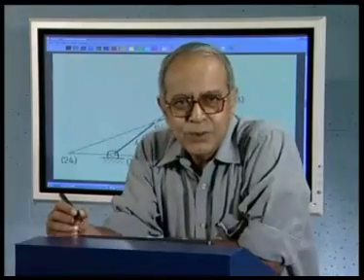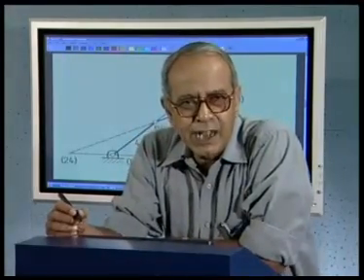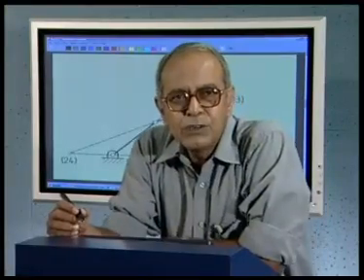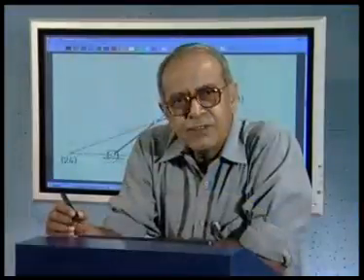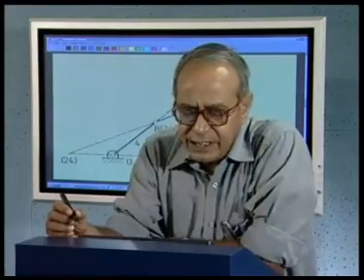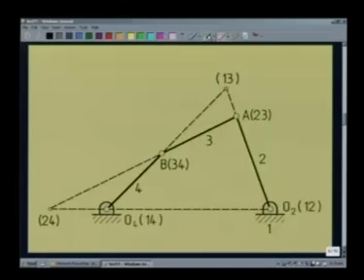Today we continue our discussion on relative ICs of planar linkages, and then we shall see how these relative instantaneous centers can be used for the purpose of velocity analysis of these linkages. To start with, let me take an example of the simplest 4R linkage. As we see in this figure, we have a 4R linkage, namely O2, A, B, O4.